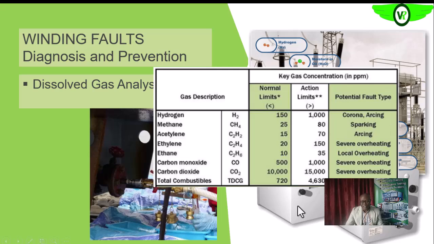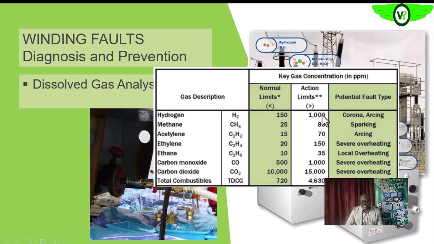Then if it rises beyond 1,000 parts per million, that means the transformer should shut down, because what is causing it has become severe. We can configure our instrumentation to shut down the transformer at this stage once the concentration has gone beyond 1,000 parts per million.